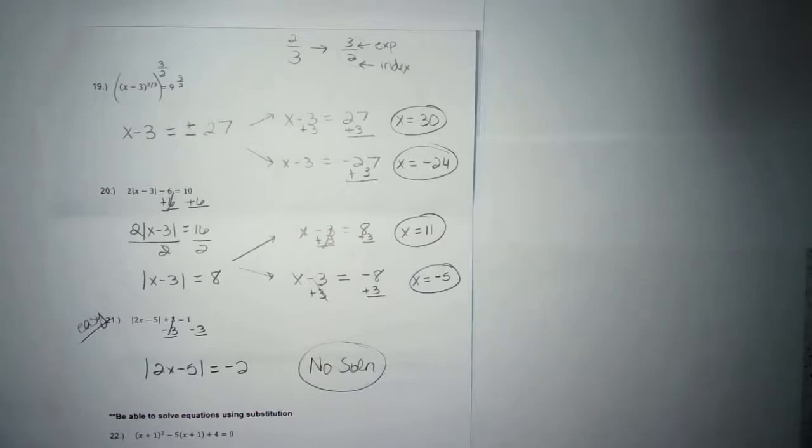We can have a negative. Can't have it, yeah, because the absolute value of anything, even a negative, is still positive. So you just stop. If you want to keep going, you can. And then when you check both your answers, neither one of them work.